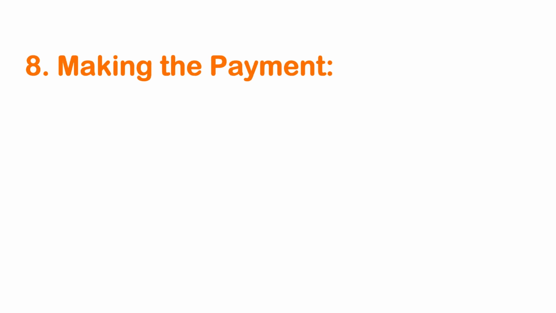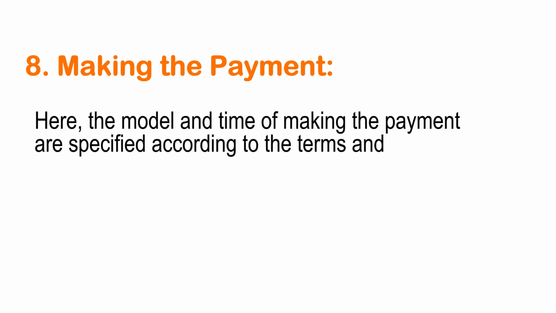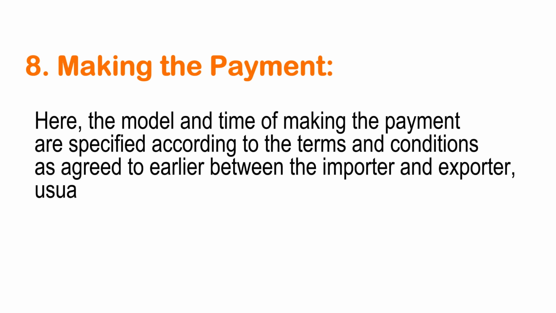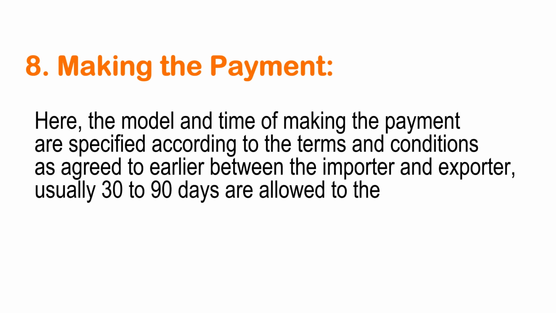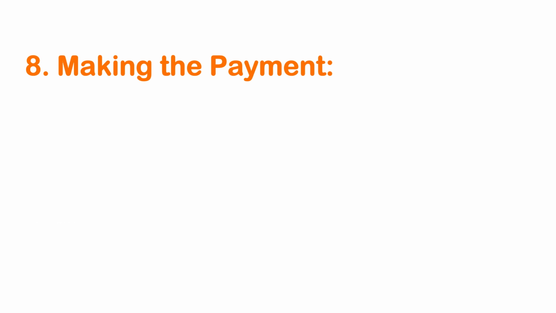8. Making the payment. Here, the mode and time of making the payment are specified according to the terms and conditions as agreed to earlier between the importer and exporter. Usually 30 to 90 days are allowed to the importer for making the payment of DA and DP bills.